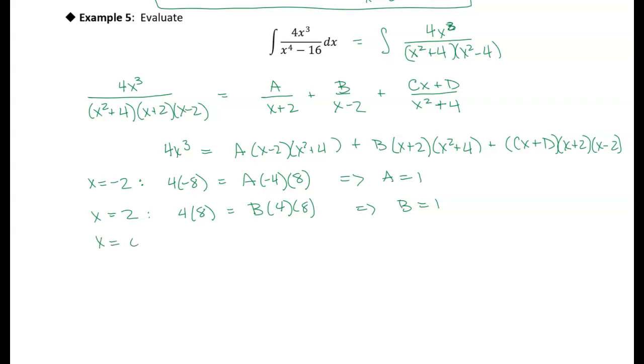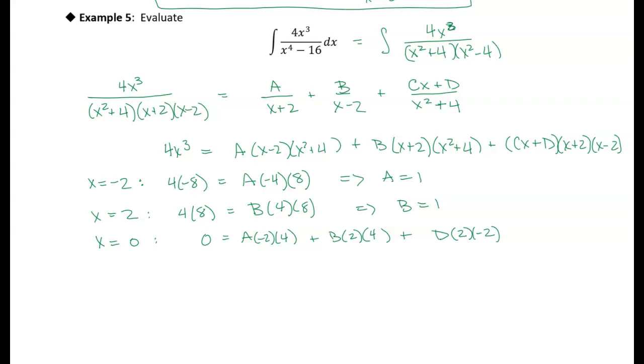So let's try x equals 0. Then the left-hand side just becomes 0. And then I'm going to get a times minus 2 times positive 4, plus b times 2 times 4, right? And then the 0 will make the c go away, so we'll be left with d. So I'm going to have plus d times 2 times minus 2, right?